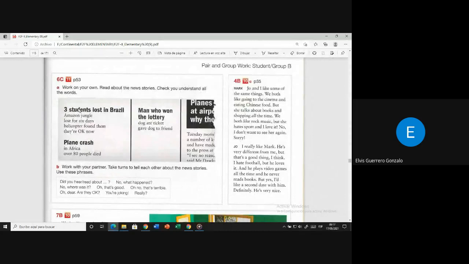Similar, student B. Here you have 3 stories: 3 students lost in Brazil, a plane crash, a man who won the lottery. You tell your stories to group 1. Group 1 asks questions and reacts to your stories.